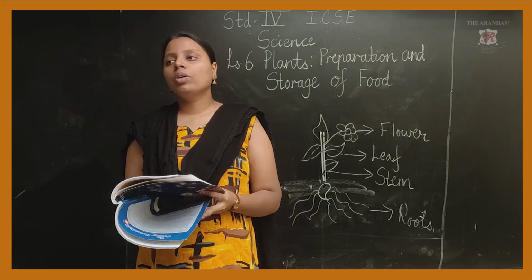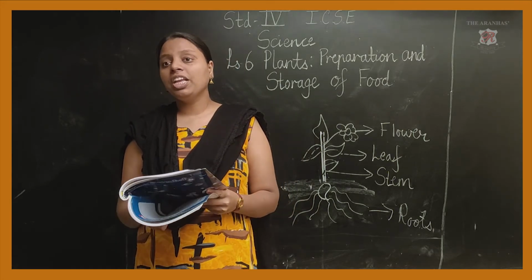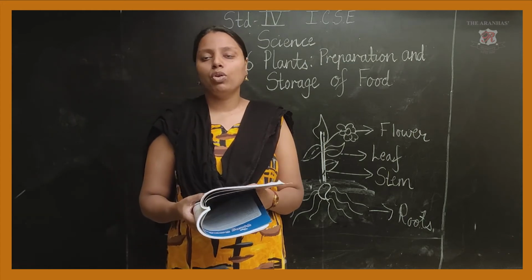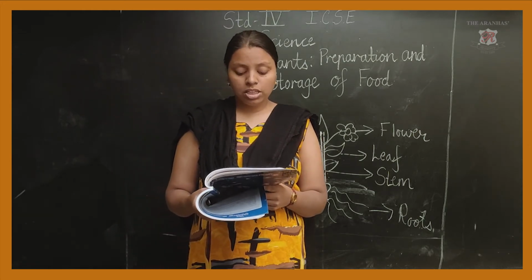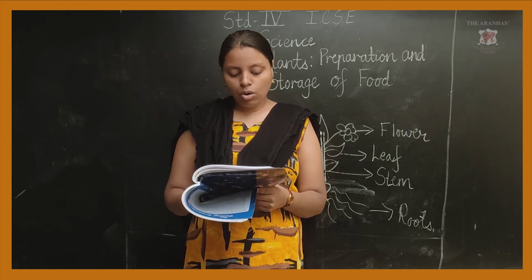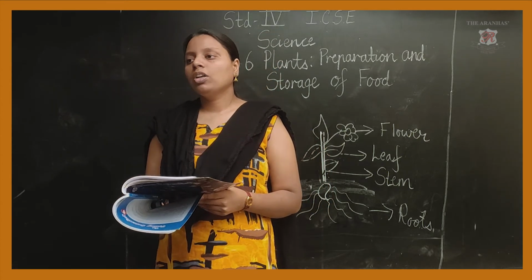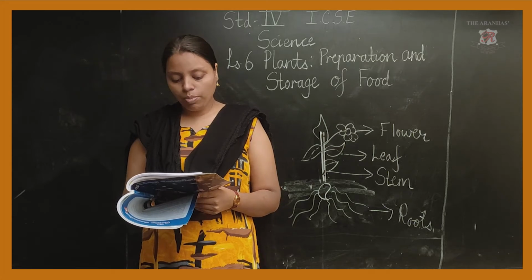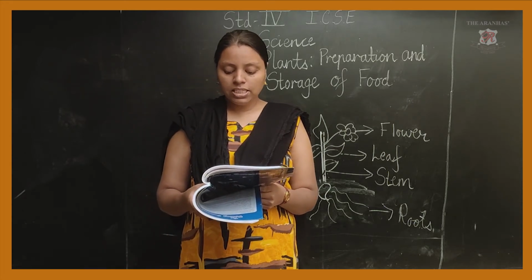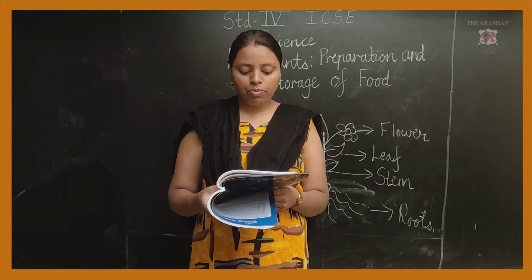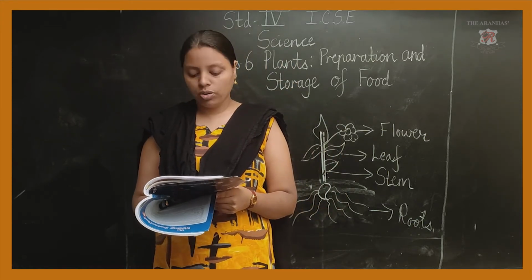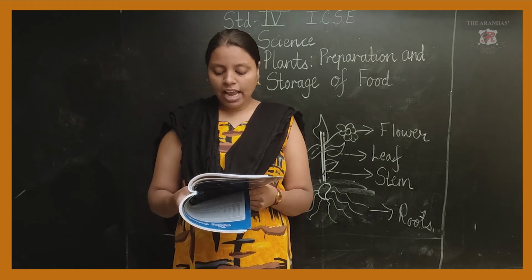Non-green plants do not have chlorophyll. Chlorophyll indicates that the leaf which is green in color has a presence of chlorophyll. But the non-green plants do not have chlorophyll, hence they cannot make their own food. They feed on dead and decaying plants and animals, that is, spoiled plants and animals.